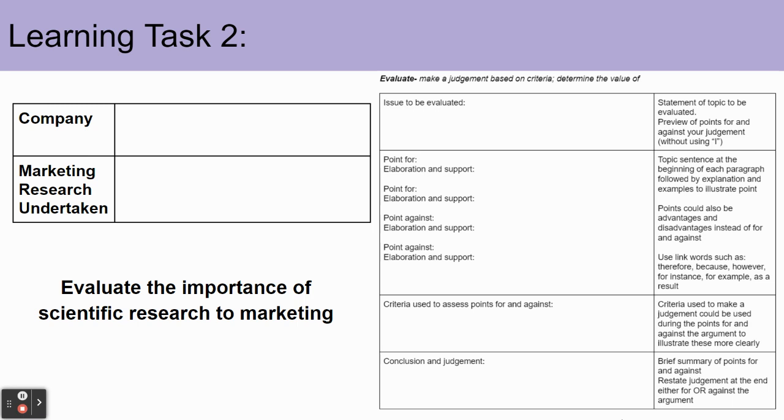For learning task 2, I want you to look at a company that's not Google and look at the marketing research that they may have undertaken and how that impacts on their product, and answer the question about evaluating the importance of scientific research to marketing.